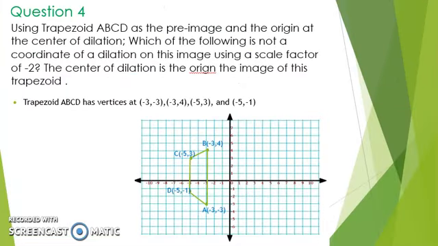Question 4. Using trapezoid ABCD as the preimage and the origin as the center of dilation, which of the following is not a coordinate of a dilation of this image using a scale factor of -2? And again, the center of dilation for this is the origin.